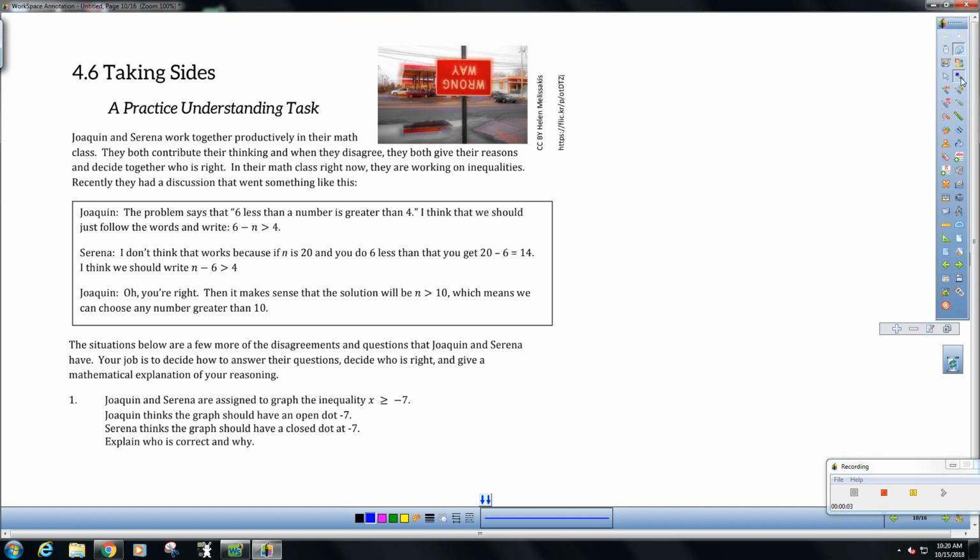All right, boys and girls, welcome back to the drive-through as we make our way through Chapter 4, the last lesson before your Chapter 4 assessment. And this is a really good little back and forth here. It's called Taking Sides, and it basically is giving you a chance to decide who is right in each of these scenarios.